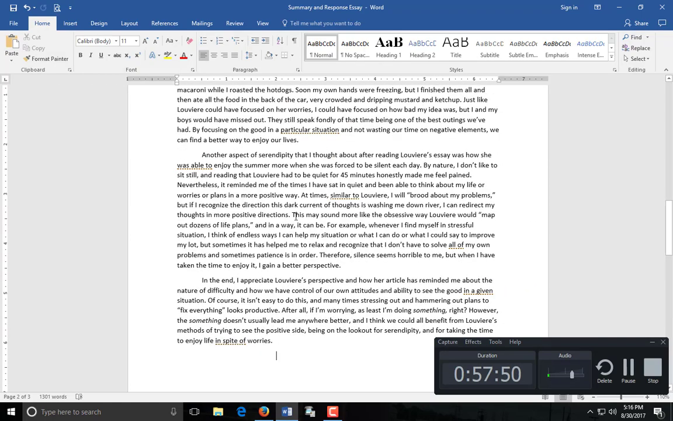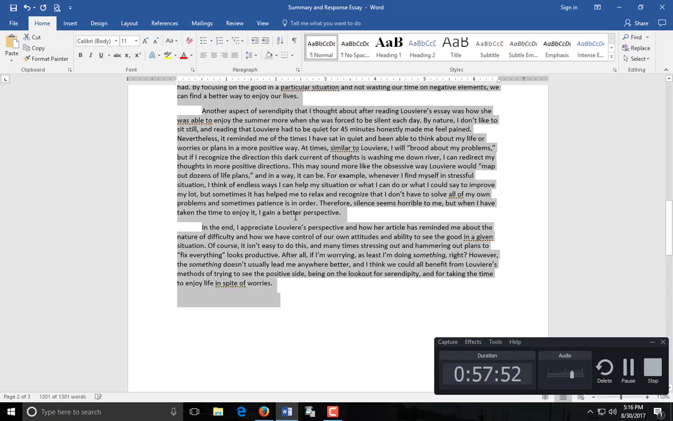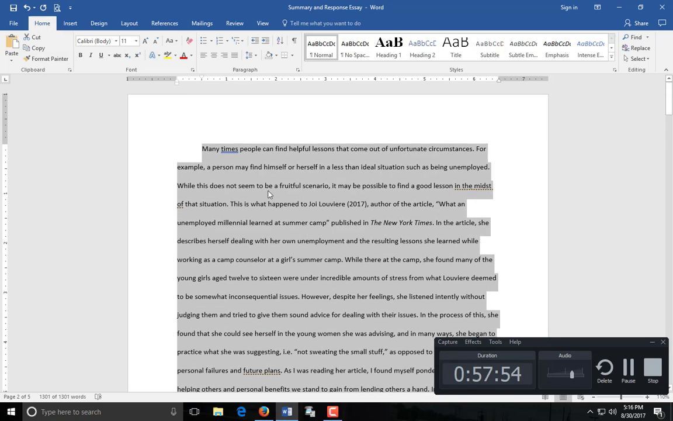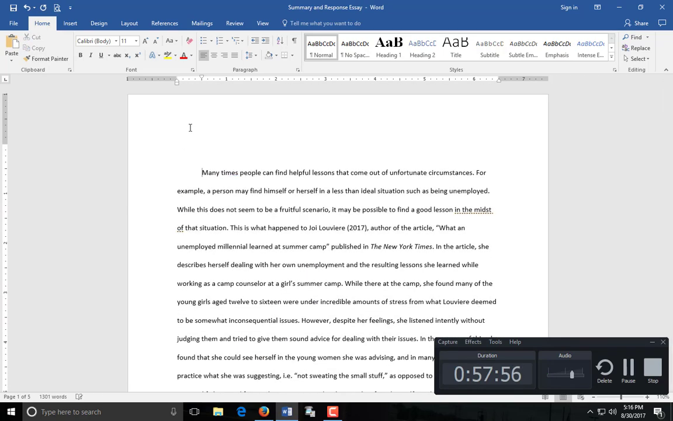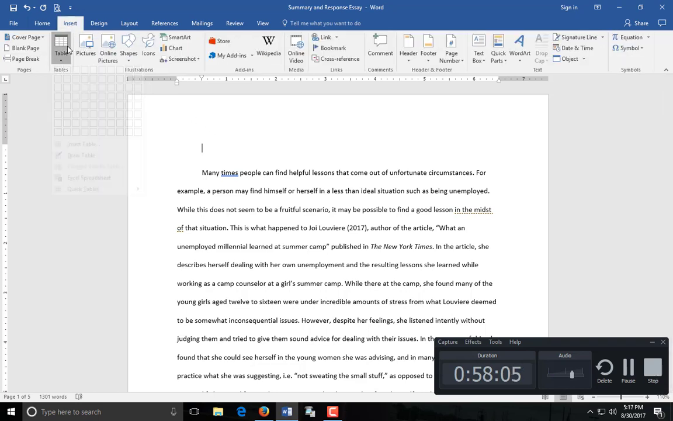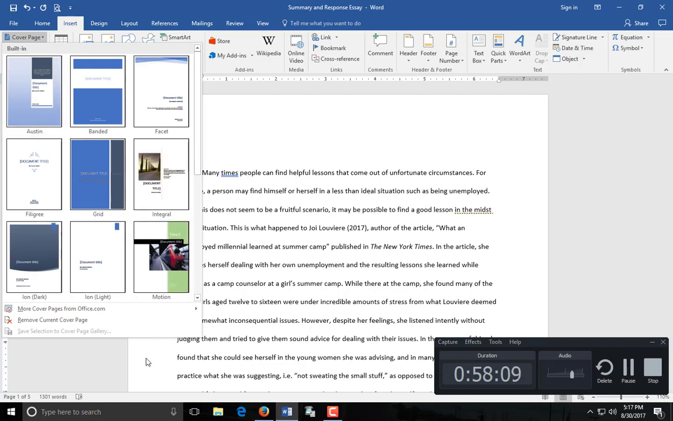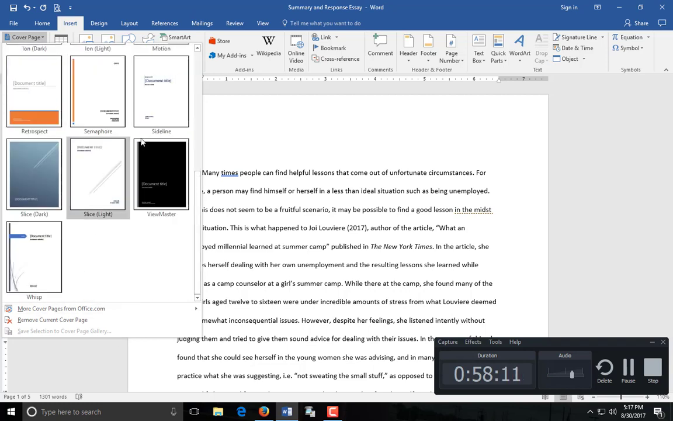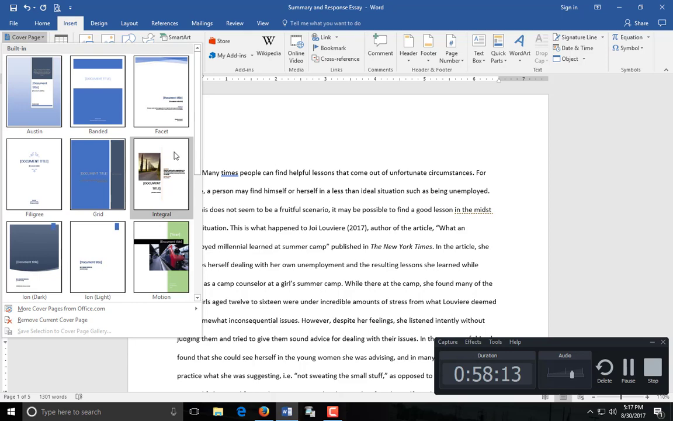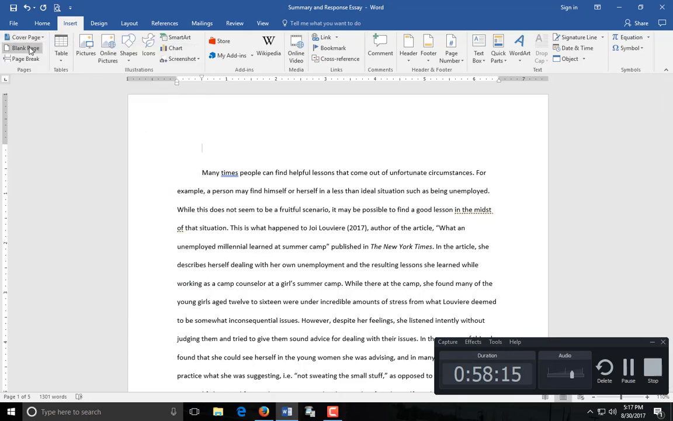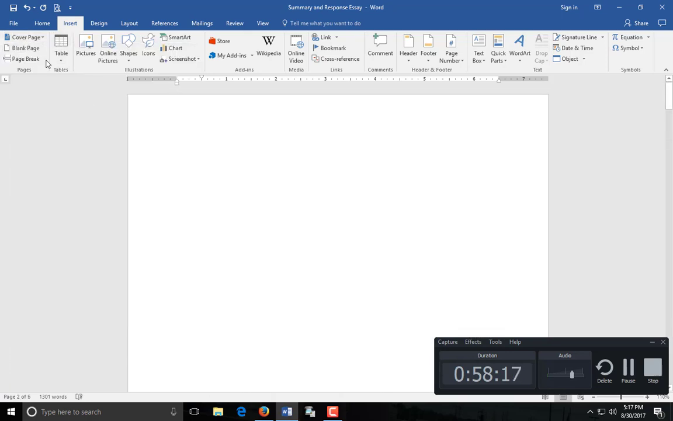Good luck with your essay. Make sure that you double space it, and then put your name at the top. Might even work to have a cover page. Just a simple one. I don't know why they have all these complicated ones. Yeah, I'll just do a blank page.